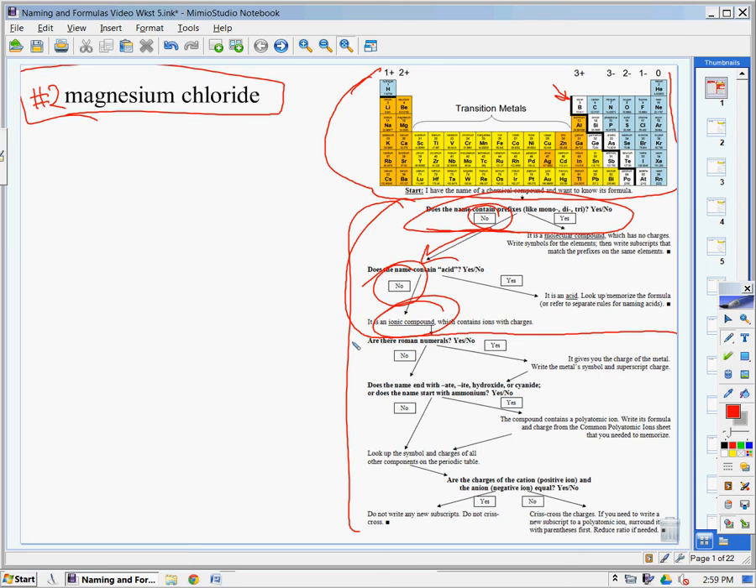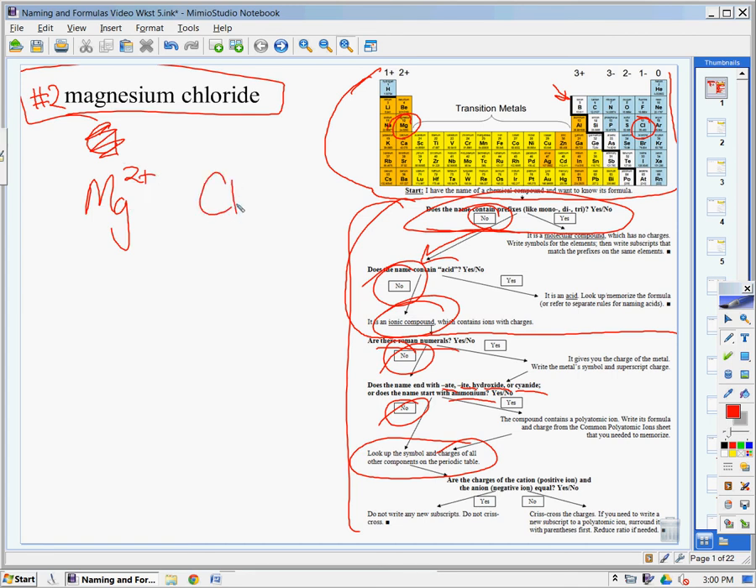It has charges. All right, next one. Are there any Roman numerals? No, there aren't. Does the name end with -ate, -ite, hydroxide, or cyanide, or does the name start with ammonium? That's a no also. So all you've got to do is look up the symbols and charges of all the components on the periodic table. So I go up to the periodic table, Mg is here, Cl is here. So Mg is 2 plus and Cl is 1 minus. Sorry, I should write Mg first, Mg 2 plus. Remember, charges go up at top. They're superscripts.